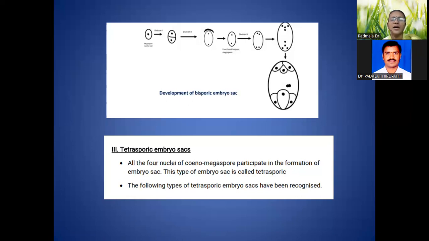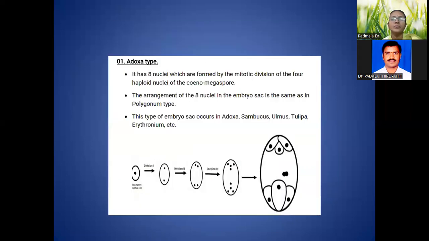If the cenomegaspore participates in the formation of the embryo sac, this type of embryo sac is the tetrasporic embryo sac. In this tetrasporic embryo sac, the following types are recognized. We just have to remember how the mitotic divisions are taking place, and what nuclei are present in the matured embryo sac in the tetrasporic type. So the first one is the Adoxa type.